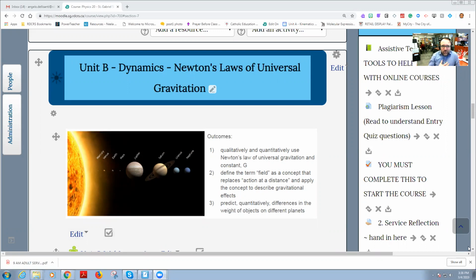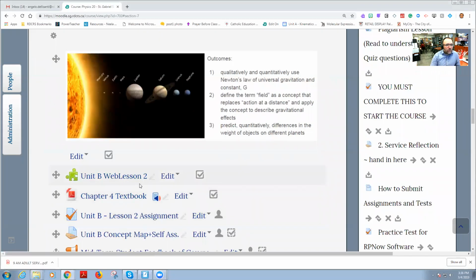So that means my weight on Earth is going to be different on the Moon, on Jupiter, on Saturn, and so forth, because weight changes, but mass stays the same wherever you go. Hence, mass is in a certain unit, and weight is in a certain unit. Otherwise, we need to understand that we're going to be focusing on your web lesson.